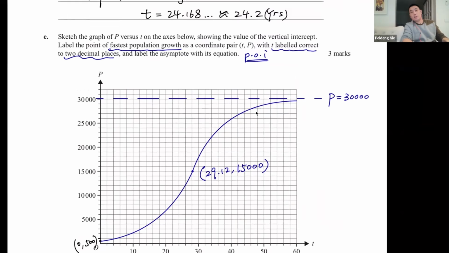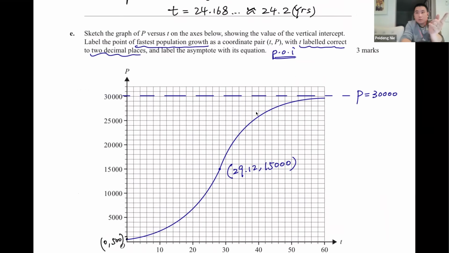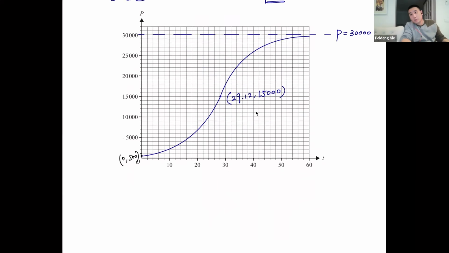And double check if I answered everything. Asymptote, yep, I've got that. Point of inflection, yep, I've got that. Y-intercept or P-intercept, yep, I've got that, 0, 500, yep. And finally, corrected to 2 decimal places, yes, 29.12. Good. So we're good to move on.